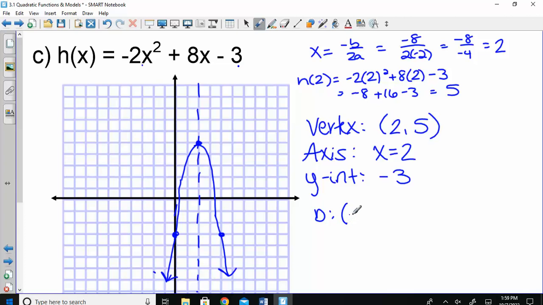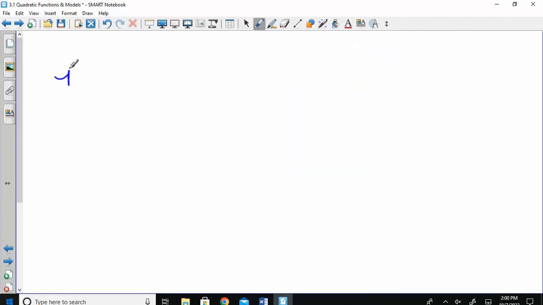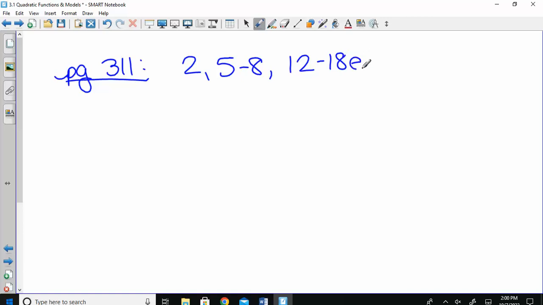What's the domain? Oh, I'm going to keep asking you this question until somebody says negative infinity to positive infinity. What's my range? Negative infinity to 5. We stop at 5 on that one. Okay. We're stopping here today, but we can do some problems. So, page 311, 2, 5 through 8, and 12.